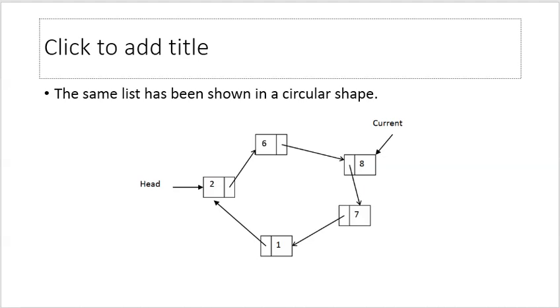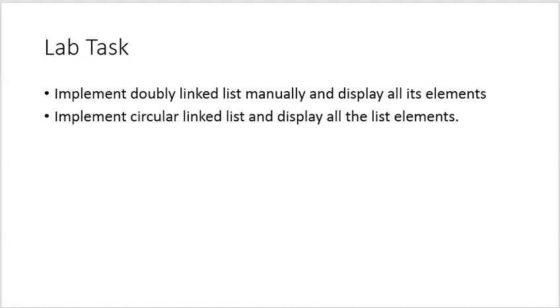So these are all the 3 linked lists: the singly linked list, the doubly linked list, and the circular linked list. As you have already learned them in your theory, I have just implemented their codes in this lab, and hope you will get it. The lab task is that you have to implement the doubly linked list as I have implemented, but you have to ask the data, the nodes, from the user, while I have not implemented the circular linked list. So you have to implement the circular linked list, create a circular linked list, and display all the list elements.